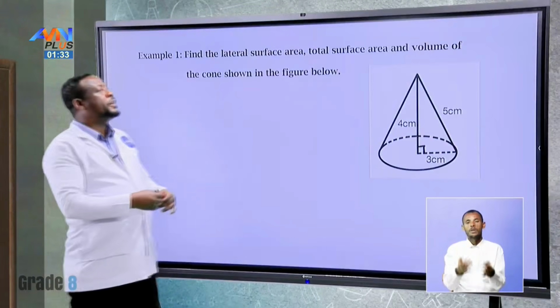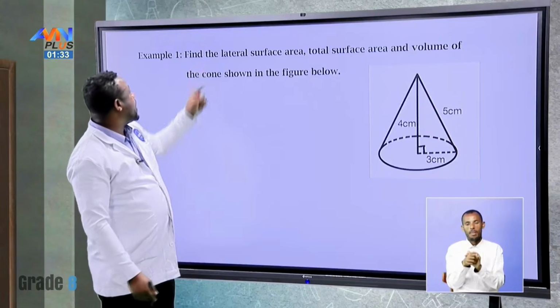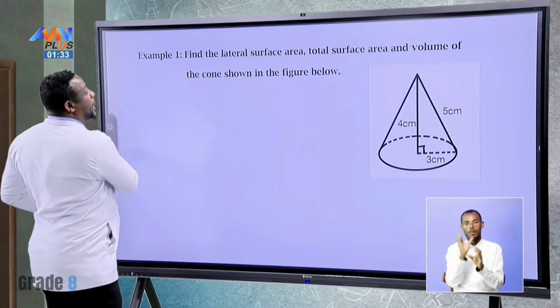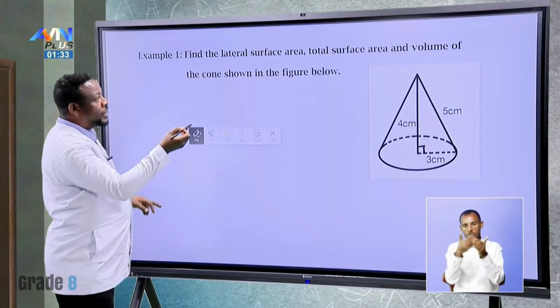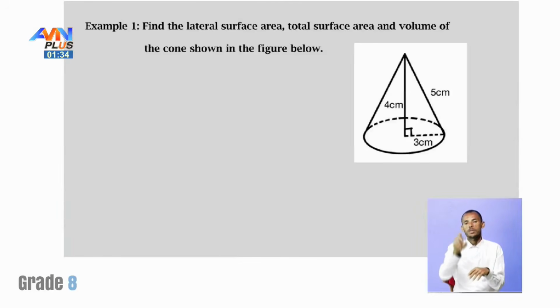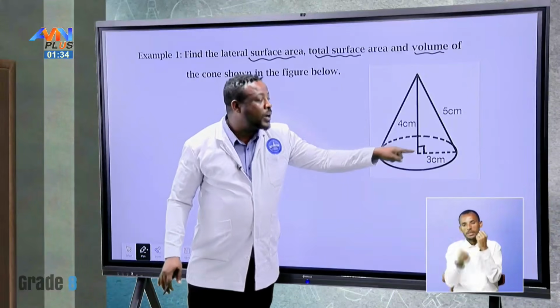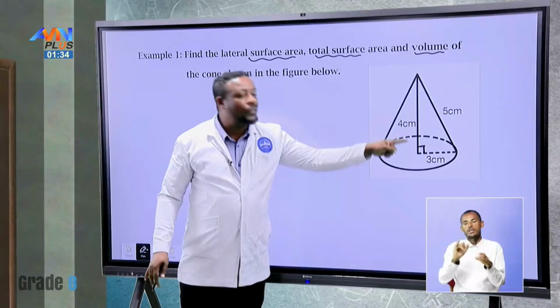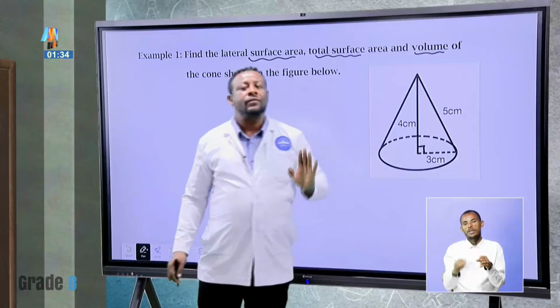Now let's see the first example. In this example, we are asked to calculate the lateral surface area, the total surface area, and the volume of a cone whose base is circular, whose radius is 3. The height of the cone is 4 centimeters, and the slant height is 5 centimeters.